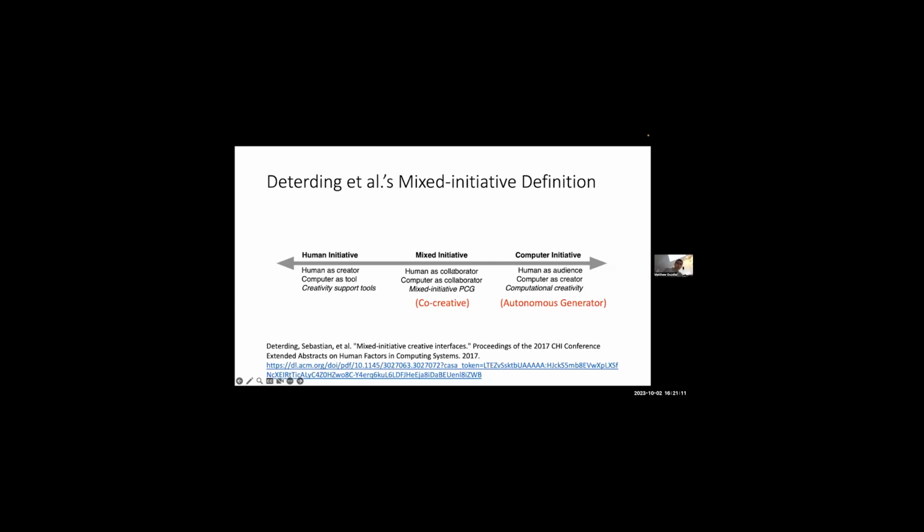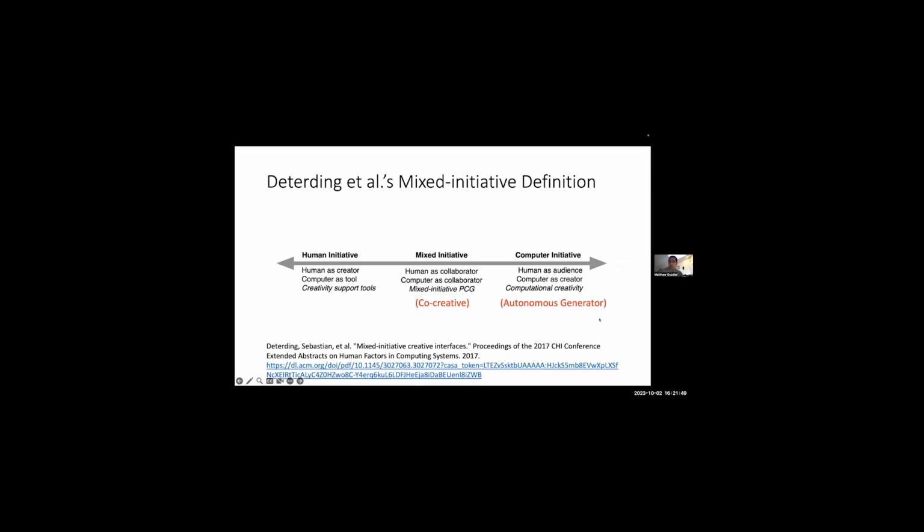So Deterding et al., this was a hugely influential paper from 2017. It was just an extended abstract, actually, but hugely influential. And this basically tried to map mixed initiative tool usage, from the human having the initiative, right? So the human getting to control sort of everything that's happening. And they called that a creativity support tool. So the computer was just acting as a tool. It didn't have any agency itself. The computer couldn't make any changes to the piece of content directly. It was just helping out. On the other side, there was computer initiative where the human just sort of prompted or was the audience for the generation.